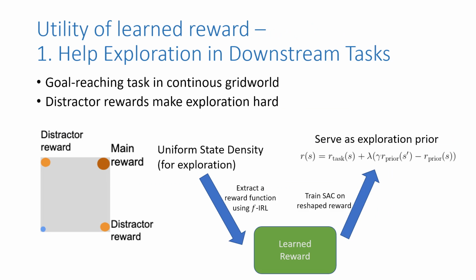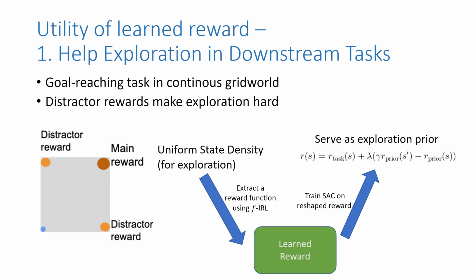Besides learning policies from state marginal matching, f-IRL also learns rewards. Here we show two typical examples of their utilities. The first example is to help exploration in downstream tasks. Suppose we have a continuous 2D grid reward for a goal reaching task. The agent starts from the bottom left corner and is expected to reach the goal at the top right corner with the highest task reward.